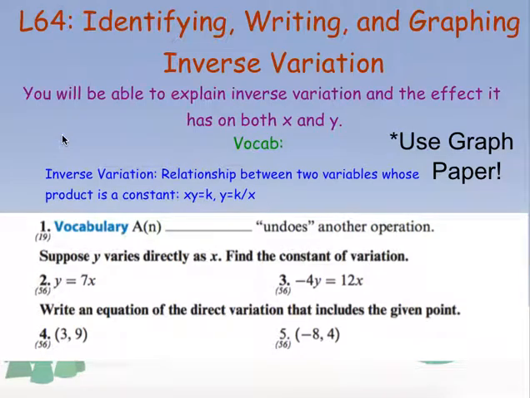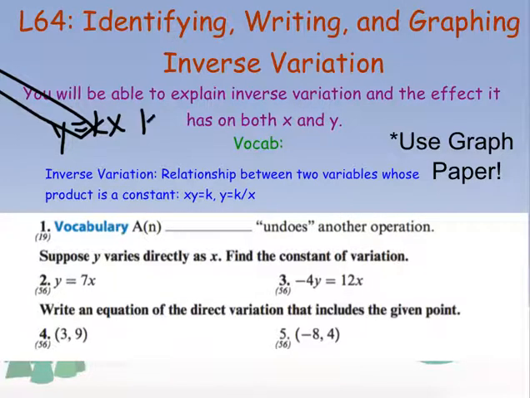Algebra 1, Lesson 64, we are looking at inverse variation, being able to identify it, write an equation, and graph it. So it's very similar to direct variation. Remember that direct variation has an equation of y equals kx, where we're saying every time we multiply by a constant in order to get the y.